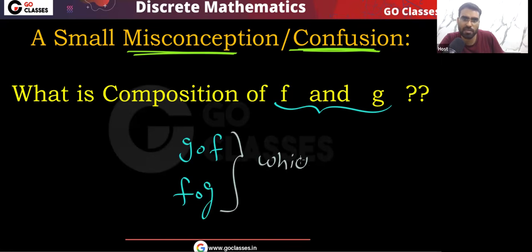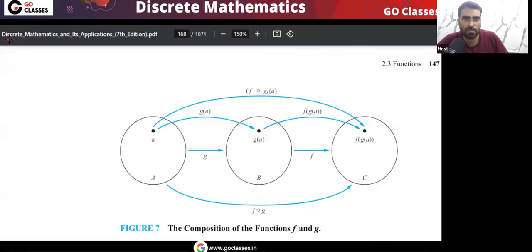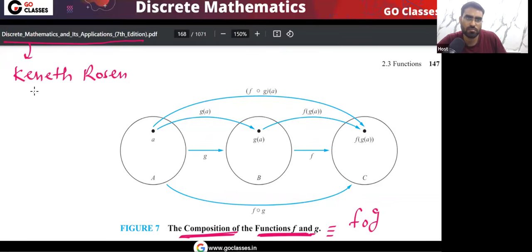You might be thinking, which is correct? Fog or gof? Actually, both are correct. Let me tell you. For example, in the Kenneth Rosen book, when they say function composition of F and G, they want to say fog. Are you getting my point? In this Kenneth Rosen book, when they write composition of F and G, they want to say fog.